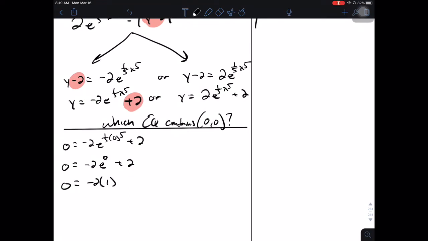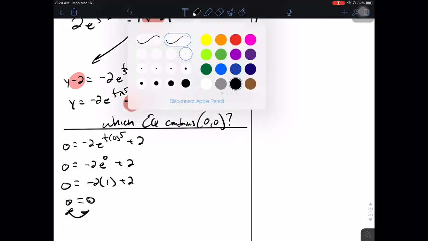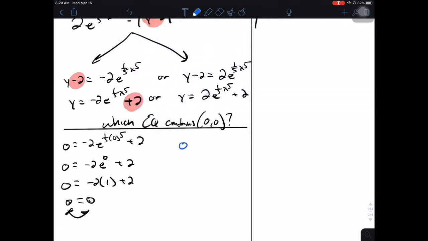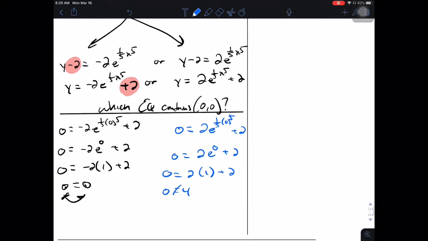E to the 0 is 1. 2 minus 2 is 0. 0 equals 0. That checks out. Let's check this other one. 0 equals 2e to the 1/5 times 0 to the 5th plus 2. That's going to be 2 times e to the 0 plus 2. It's going to be 2 plus 2, which is 4. 0 does not equal 4.